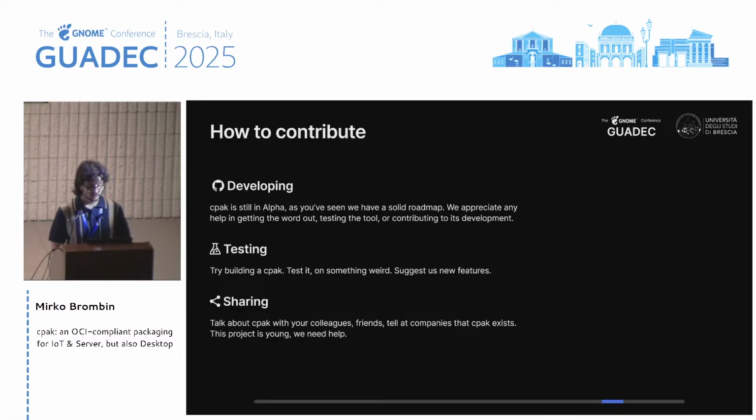Or you can contribute just by sharing. So tell your friends, your team at work, or companies, when you listen to someone that tells you, well, I need a way to distribute my application, but I don't want to change how it works. I just want to package the same OCI image I'm already building. Just say cpak it.